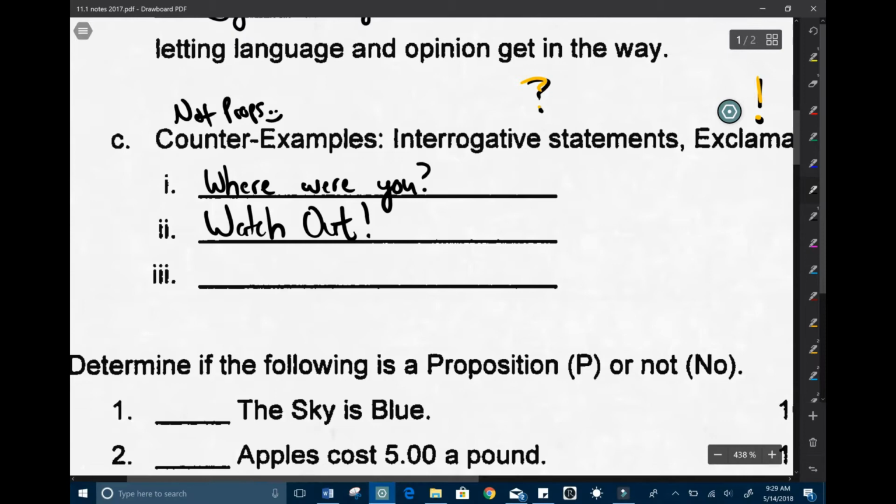And also a command like, walk the dog. Go and walk the dog. That is a command, and you can't answer that with true or false, so those are not propositions. You'll have the question to analyze: is it a proposition or not? If it's any of those three, it's not.